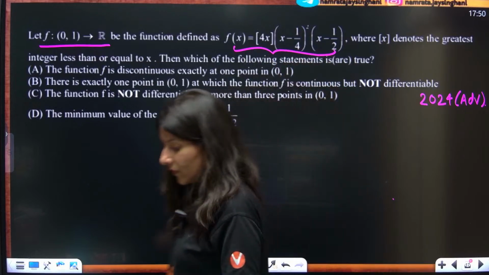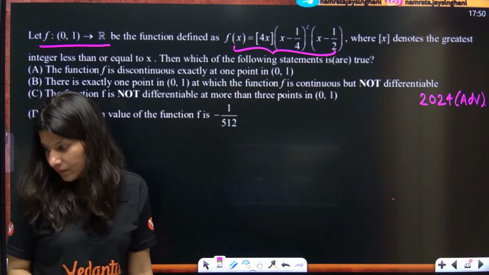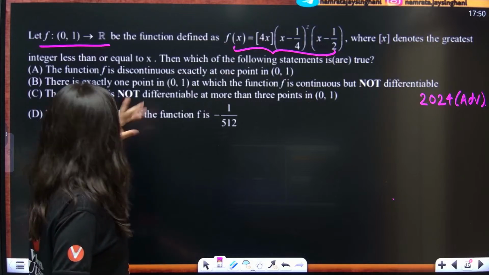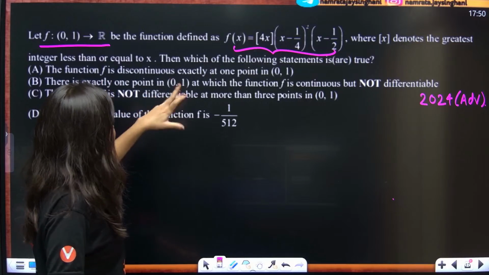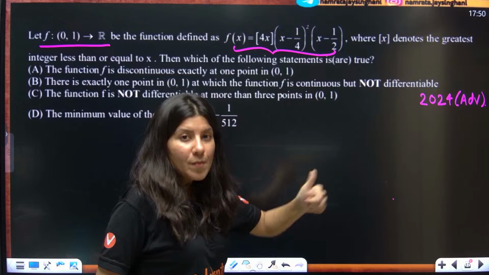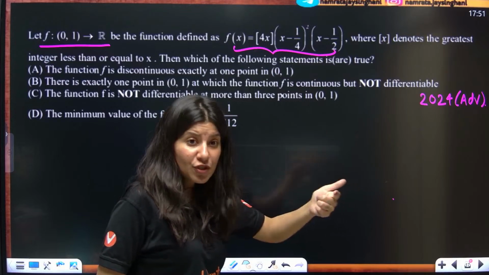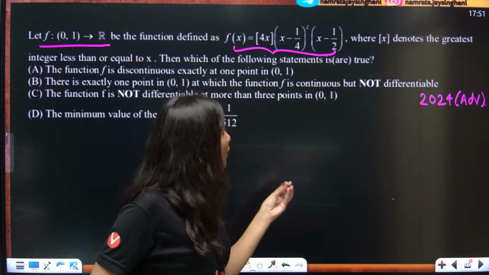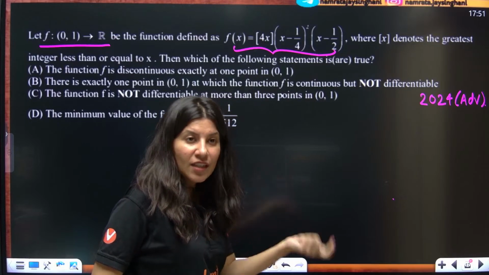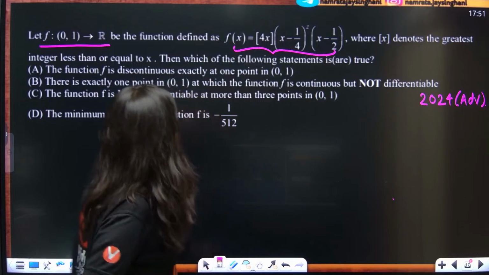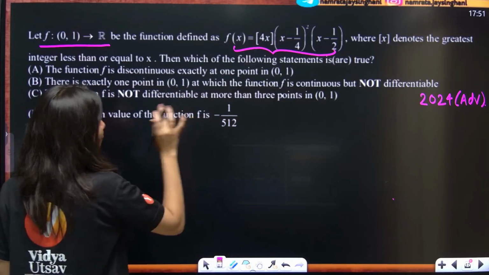This is your f of x. The function f is discontinuous. So they are asking about the number of discontinuities, the number of non-differentiability points, along with the minimum value as well. So this question is from limits, continuity and differentiability and application of derivatives, combined topics.